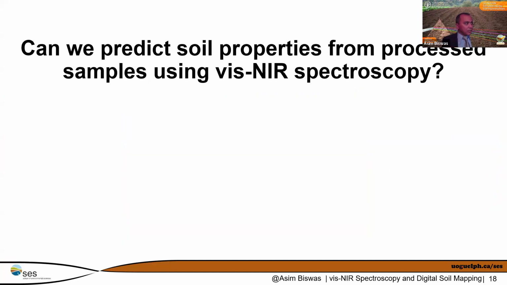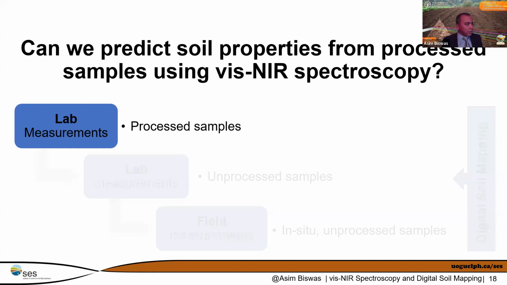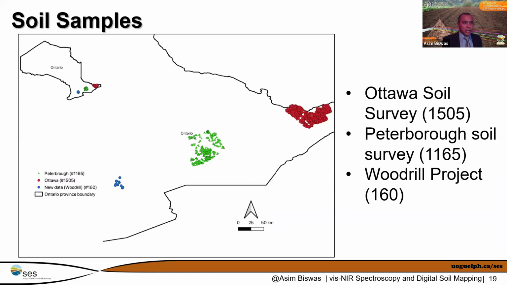So the first one: can we predict soil properties from the process sample using vis-NIR spectroscopy? This is the first case study, as I mentioned. I'm from Ontario in Canada, and in Ontario we have some soil survey programs run by the Ontario Ministry of Agriculture, Food and Rural Affairs. It's called OMAFRA, and they have collected a lot of soil samples.